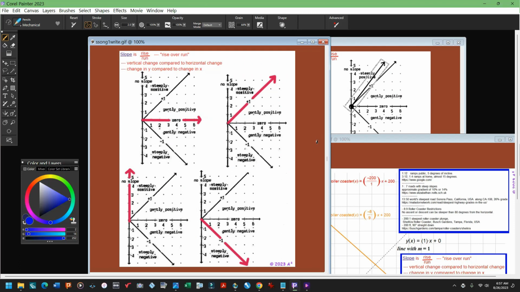The first slope we looked at was a slope of 0. Here's a line with a slope of 0. If we look at slope as rise over run, there is no rise. The rise is 0. But there is a run.